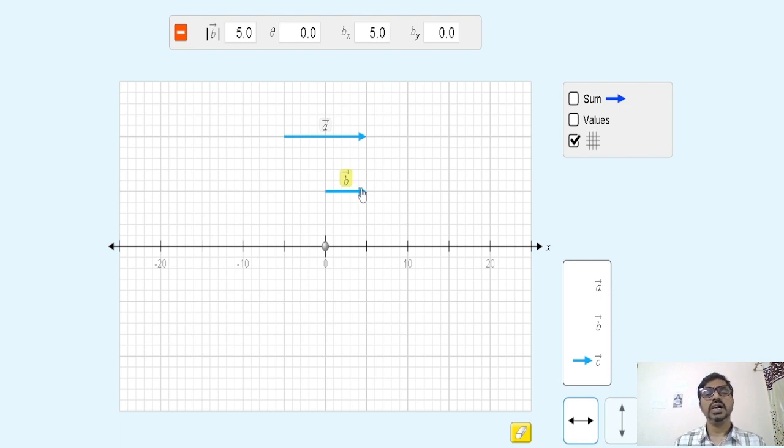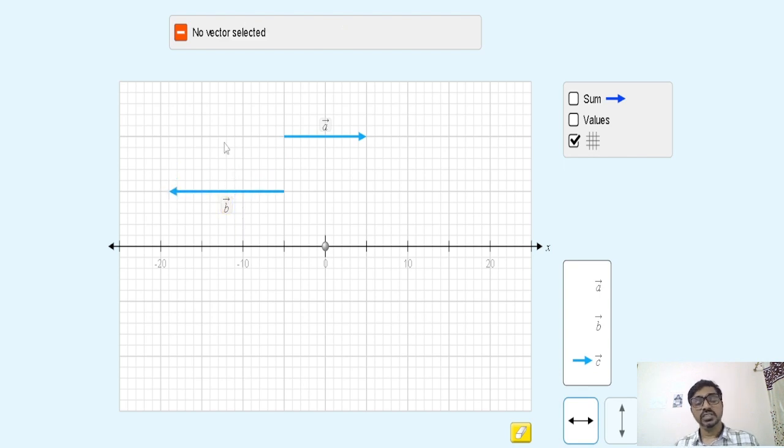Suppose I turn the vector in the opposite direction. Now a bar is along the positive x-axis and b bar is along the negative x-axis. The angle between these two vectors, you see, is 180 degrees. From a bar to b bar, if you want to turn, you need to turn by 180 degrees. So these two vectors are called anti-parallel vectors, otherwise called unlike vectors.